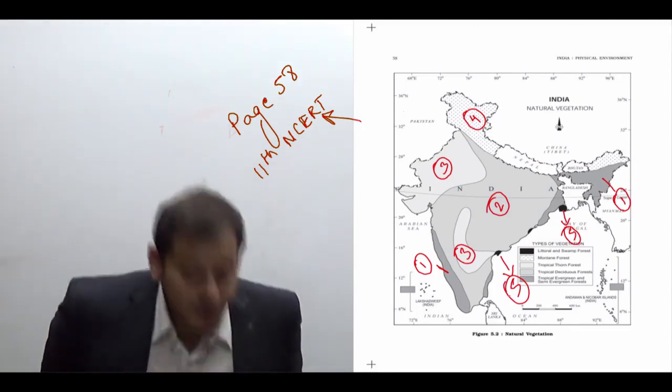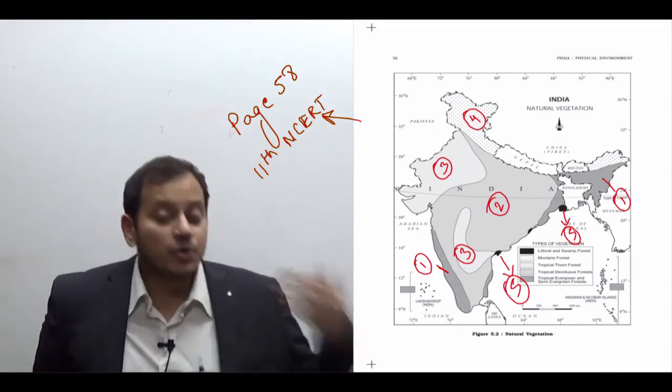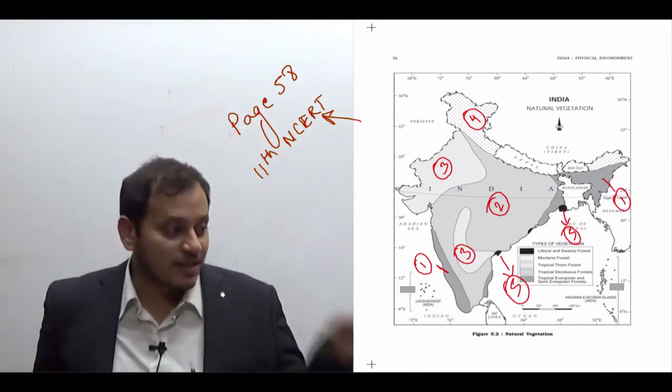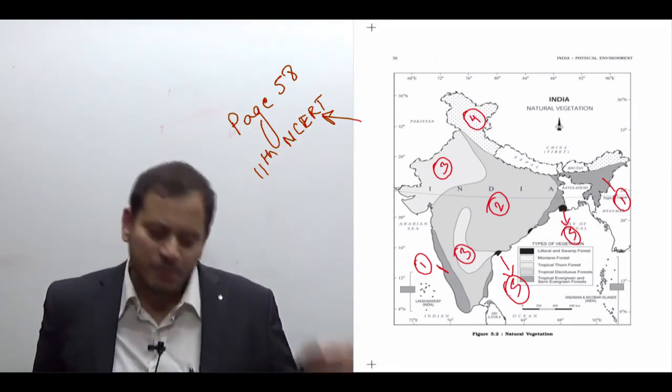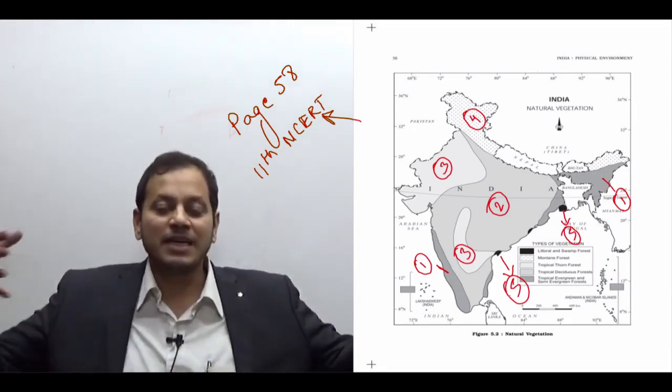Okay, so this is all about the natural vegetation in India. We will do each and every natural vegetation in detail in the next lecture. But we try to just see how simple the natural vegetation is if we relate it with the rainfall pattern of India.